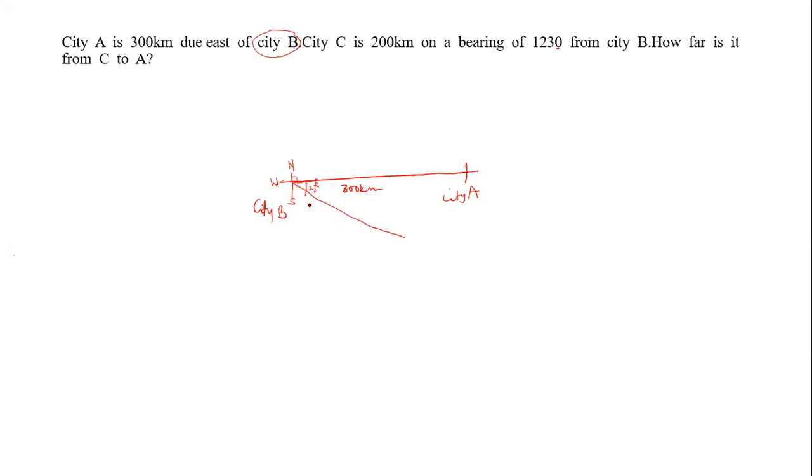So how far is city C? They told us C is 200 kilometers, and 200 is not up to 300, so we can stop it here. So this is 200 kilometers, and this is city C. So how far is this from this?